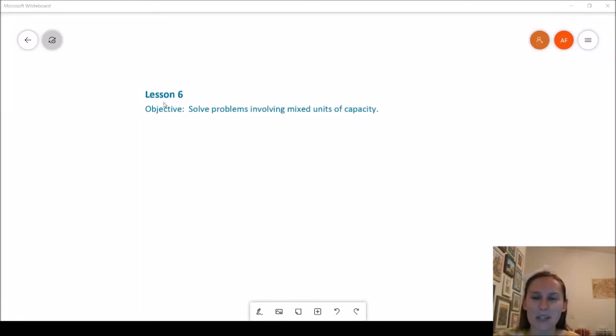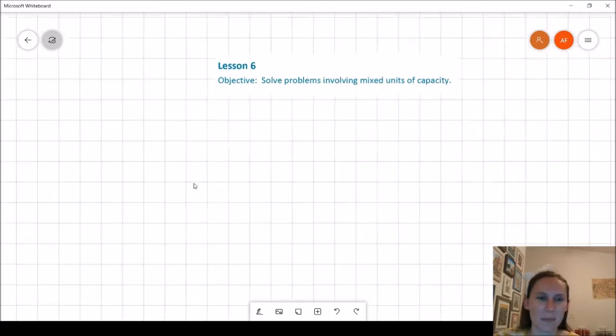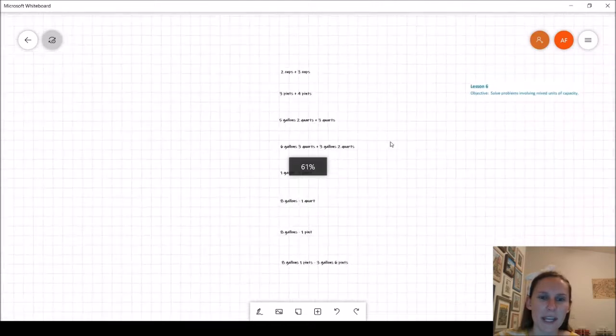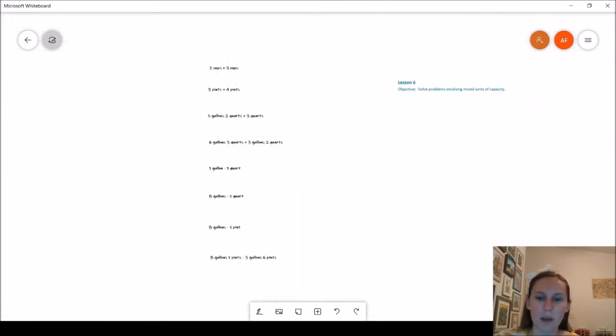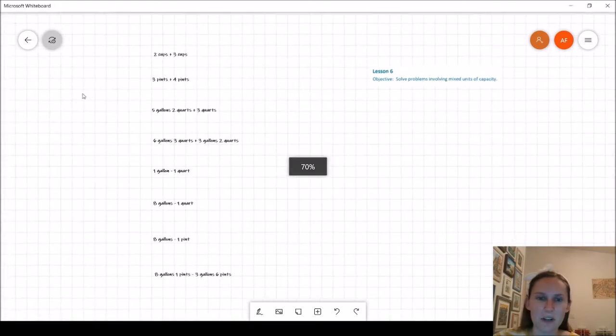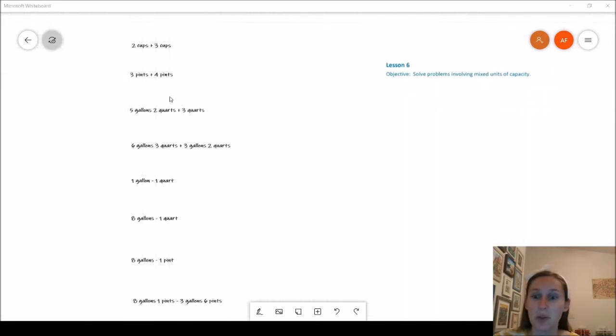Your Lesson 6 objective is to be able to solve problems involving mixed units of capacity. So we are going to be looking at addition and subtraction problems where we will be adding and subtracting within different units, and we might have to use some unit conversions here. So make sure you have your unit conversion tables handy.